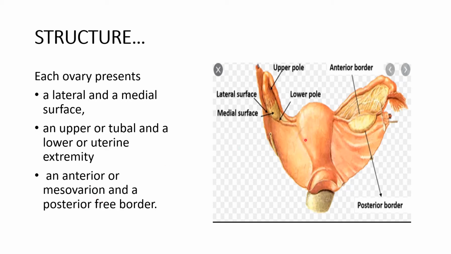In this image you can see the anterior border, this is the posterior border, this is the lower pole or the uterine end, this is the tubal end or the upper pole, and this is the lateral surface and this is the medial surface of the ovary.